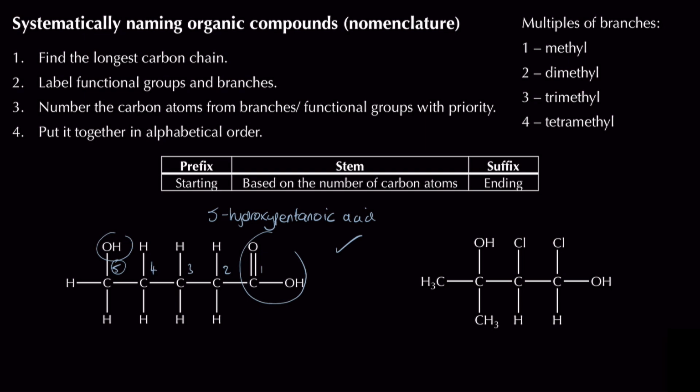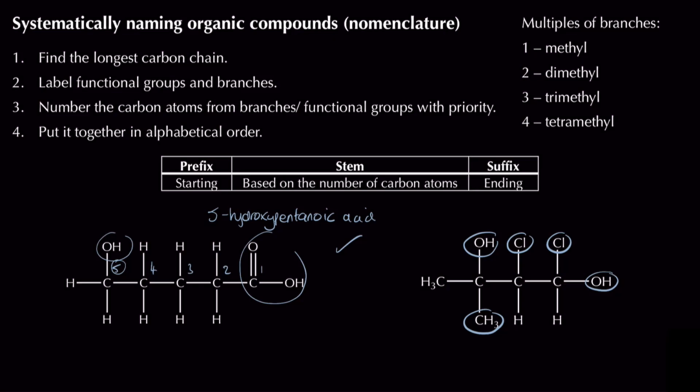Again, we need to find the longest carbon chain, which is not going to be, of course, 3. It's going to be, of course, 4 instead, where I've got carbon 1, 2, 3, 4 over here, and then I need to think about my branches, my functional groups. I've got here a methyl group over here, I've got an alcohol there, and then I've also got a chlorine here and a chlorine here as well.